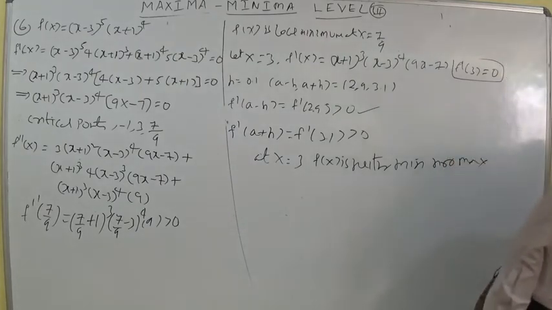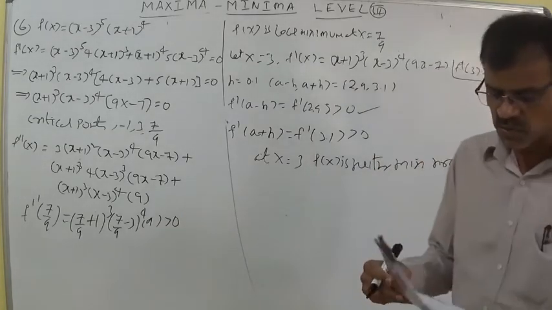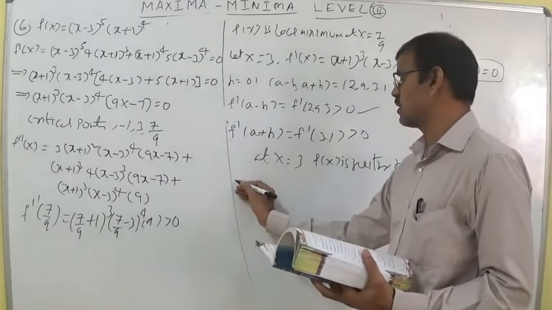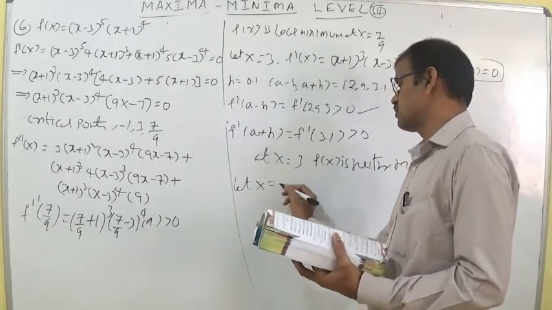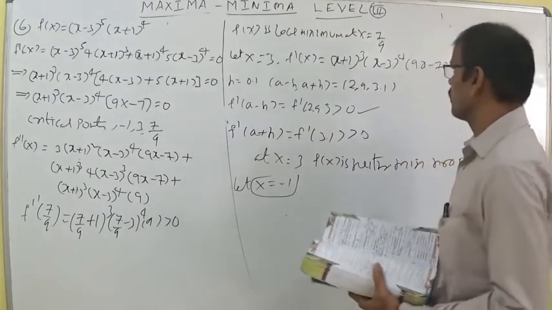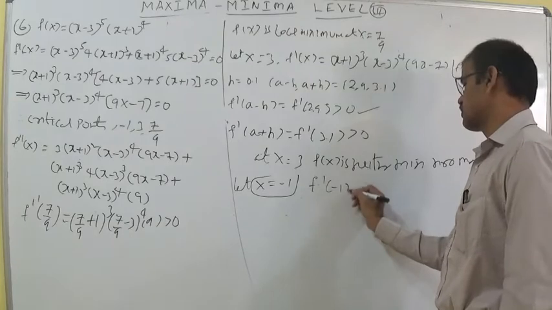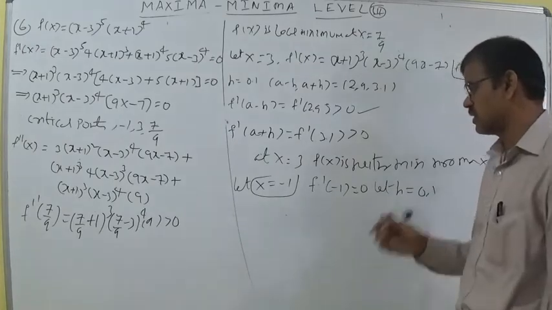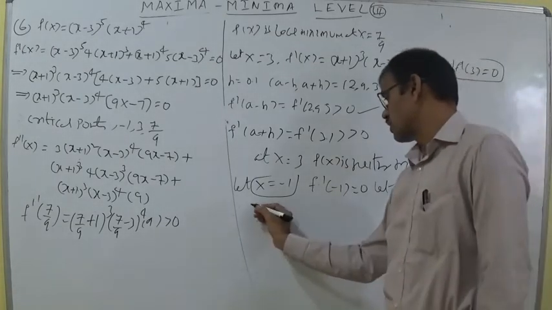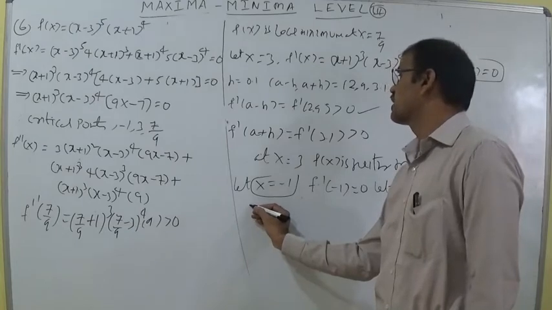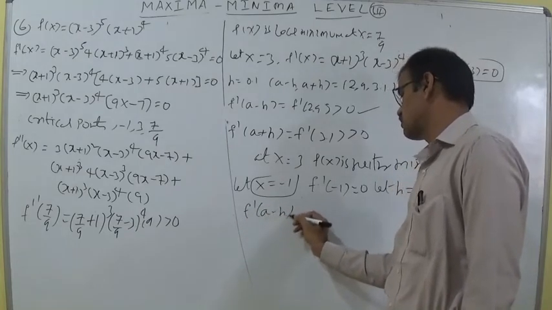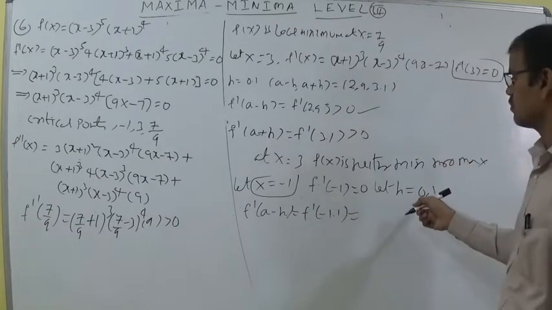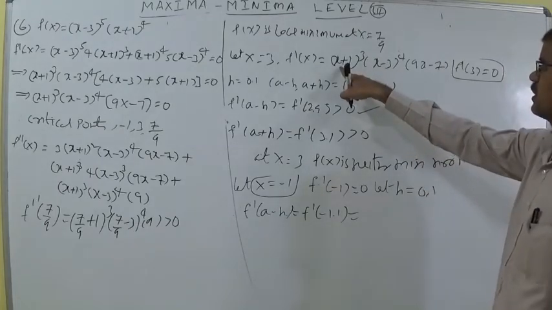So let us discuss about the critical points. X is equal to minus 1. So second option verified, students, unnecessarily. So let us verify the third option. Let x is equal to minus 1. Now we know that f dash of minus 1 is equal to 0. Let h be 0.1, just a positive neighborhood. Then you can write a minus h. So f dash of a minus h is equal to f dash of minus 1.1. Minus 1 minus 0.1, minus 1.1, substitute here.